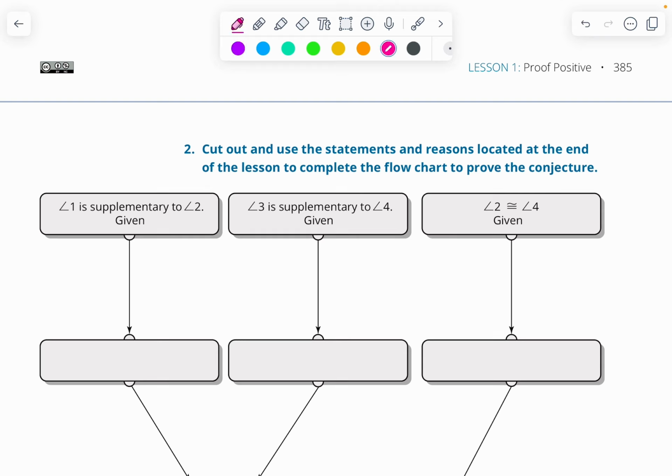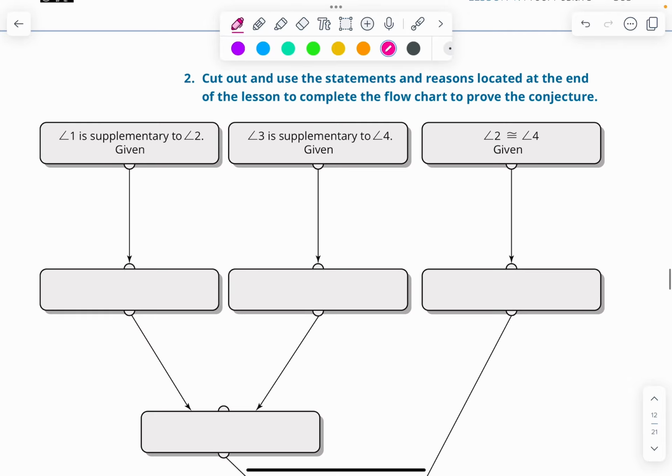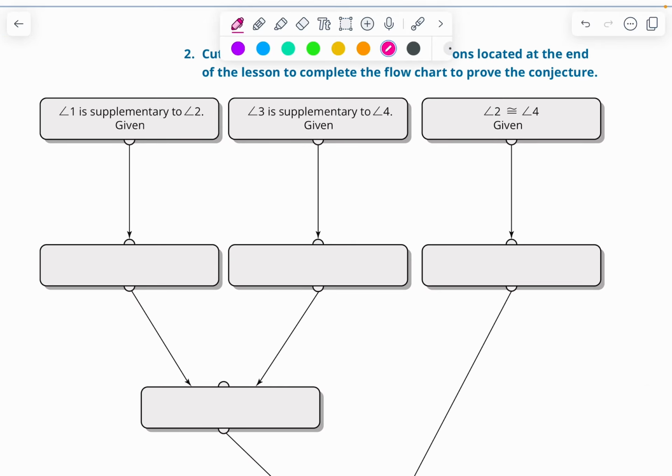Angle 1 is supplementary to angle 2, that's given. Angle 3 is supplementary to angle 4, that's given. And angles 2 and 4 are congruent, that's given. Remember, we just wrote all that down. If we know that angles 1 and 2 are supplementary, then we know that their measures have a sum of 180 because that's the definition of supplementary.